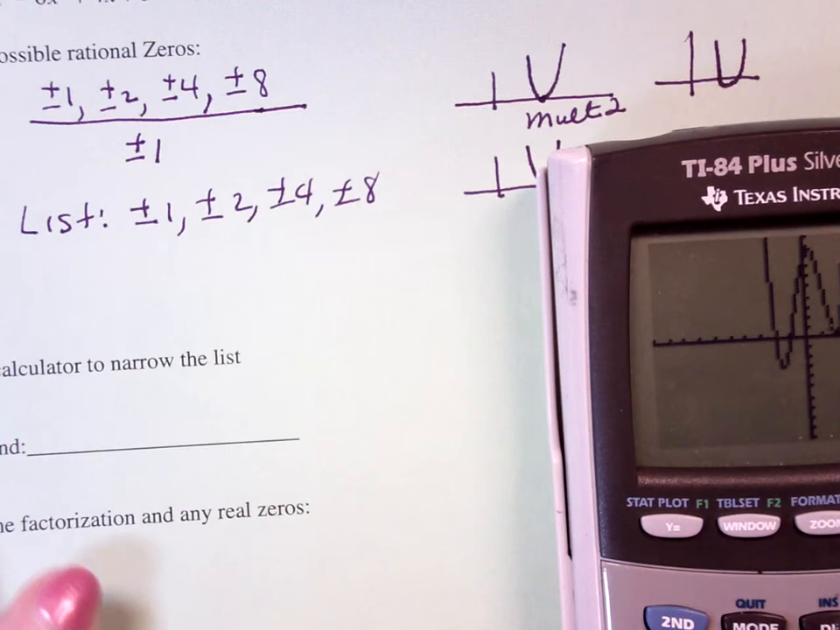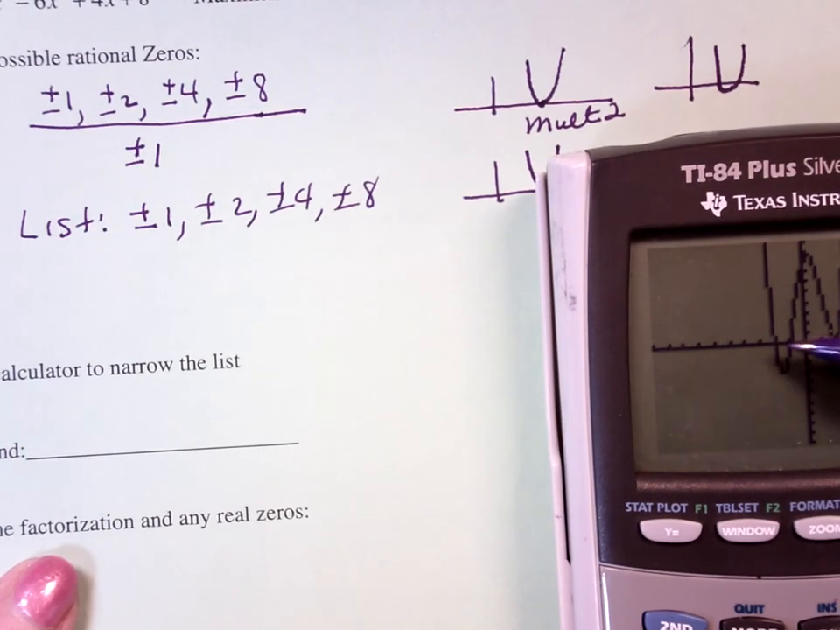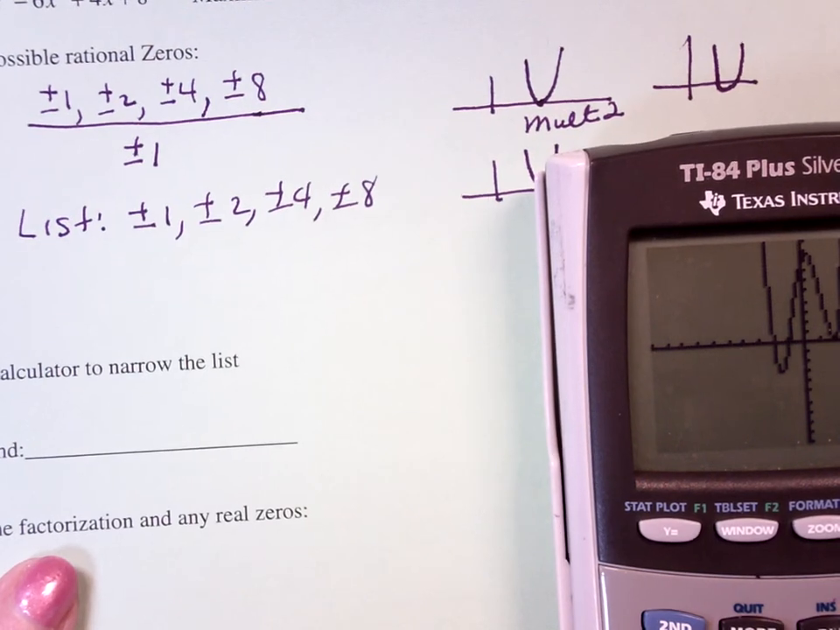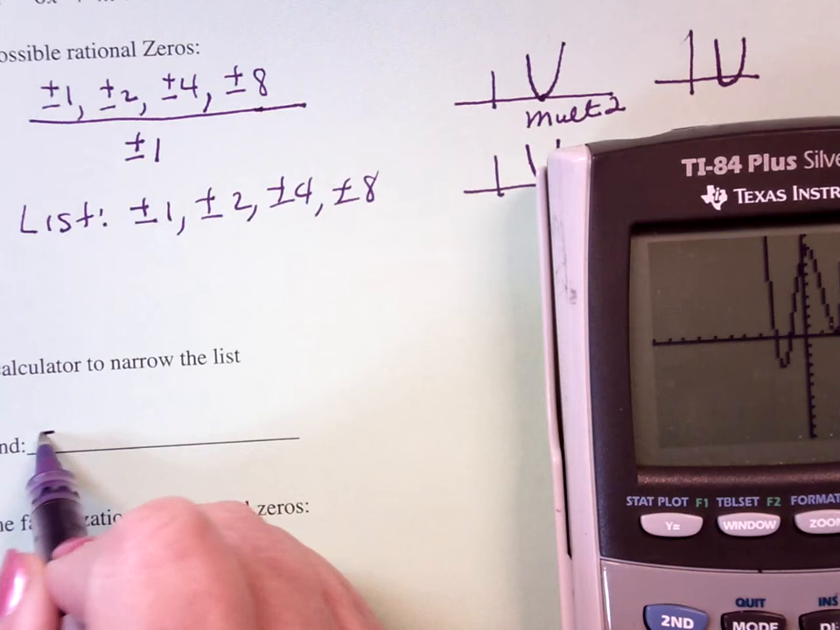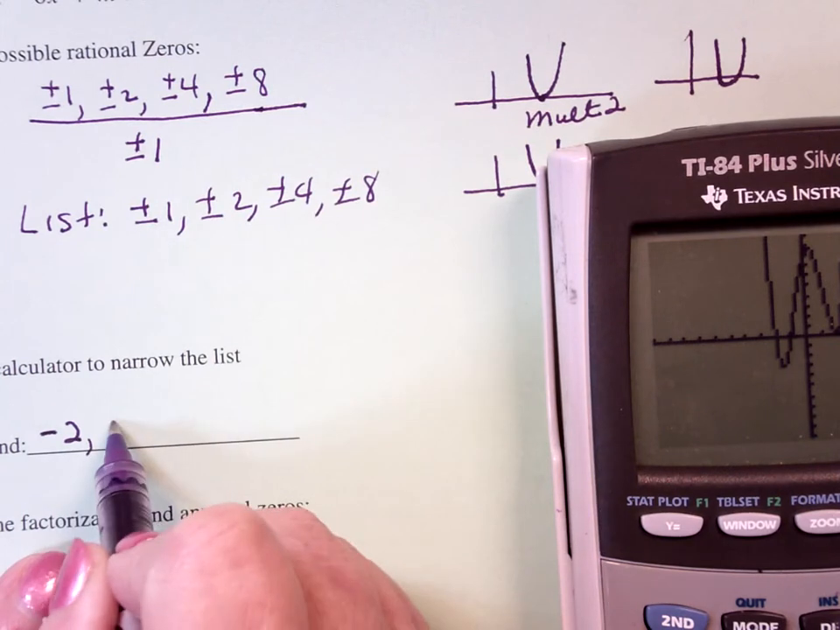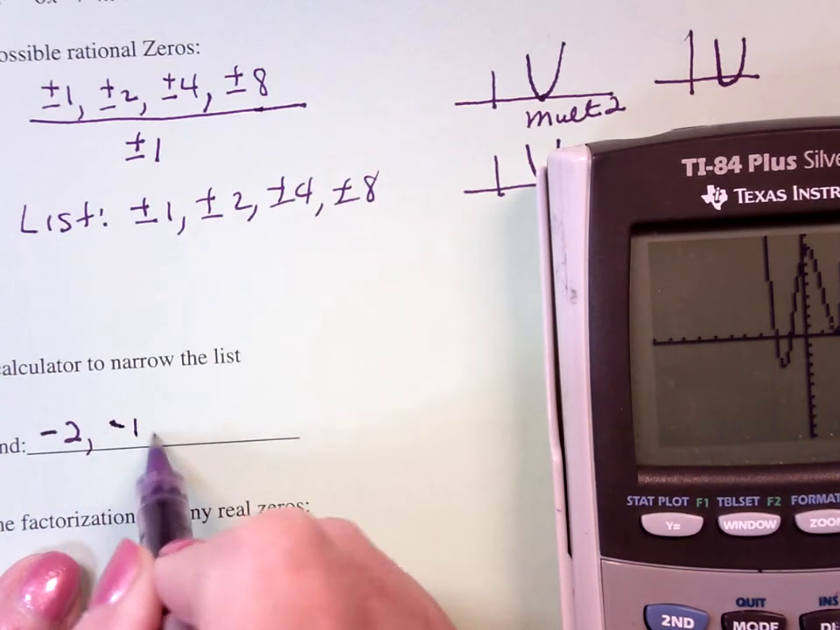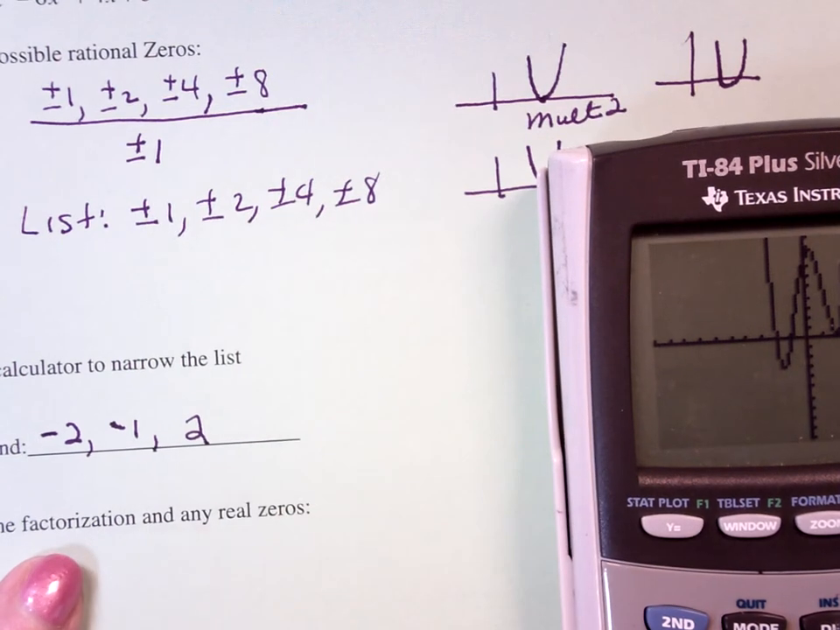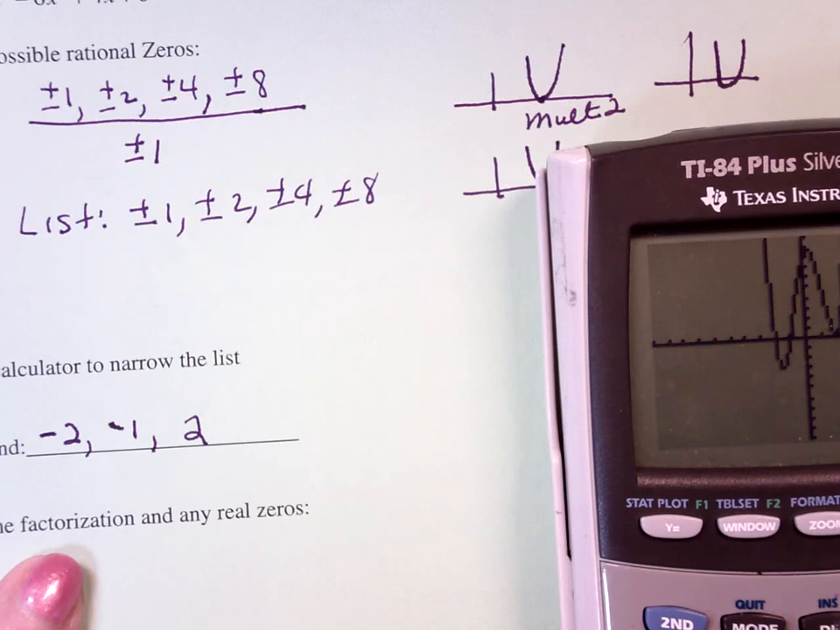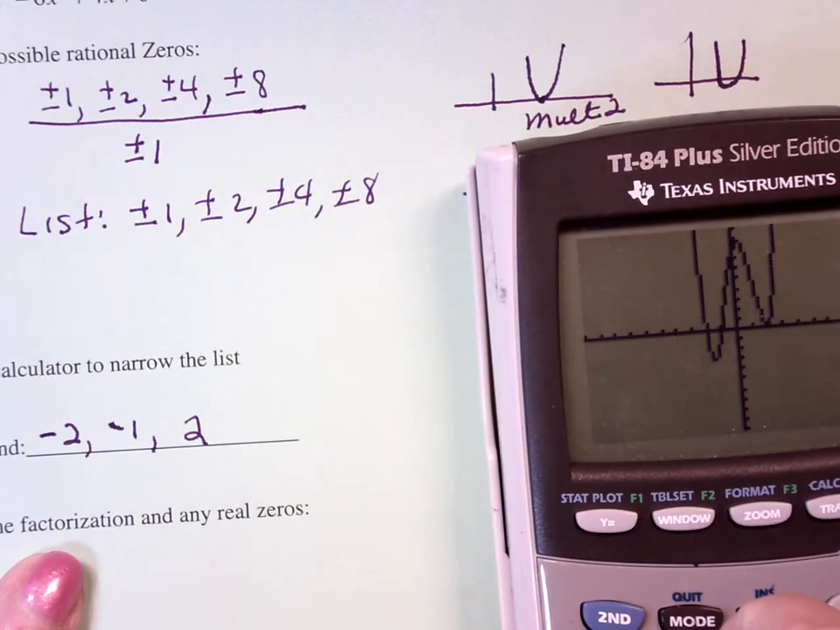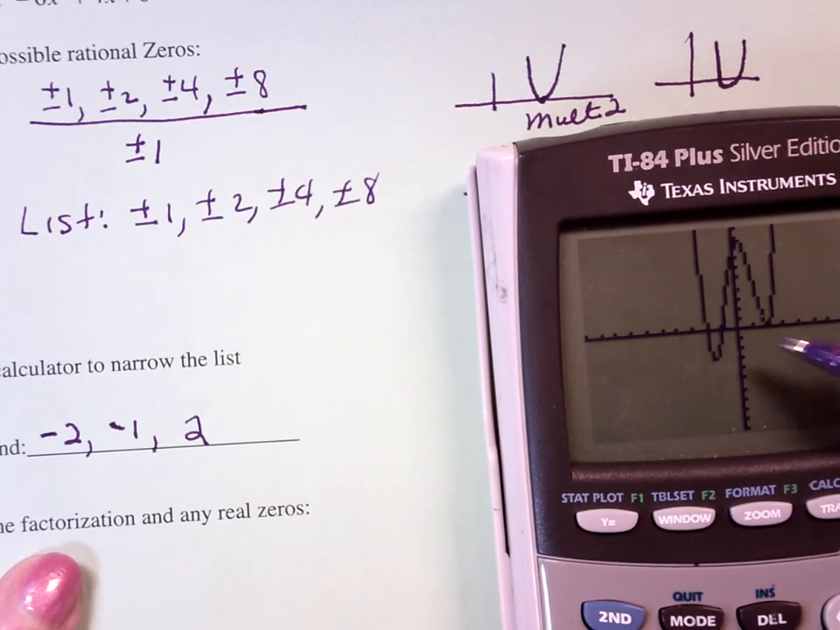Now, if I narrow the list, it looks like it is what? -2, -1, and +2, right? So, -2, -1, and +2. Of all my list, it can't be anything other than those. Now, if this is +2, that says this graph touches. I'm looking at multiplicity 2.